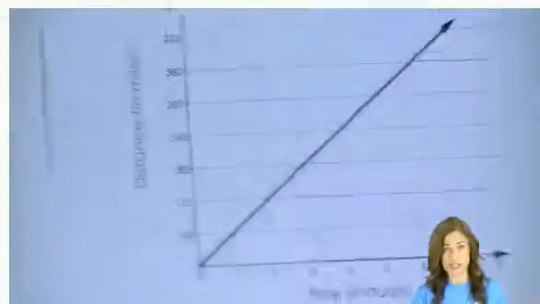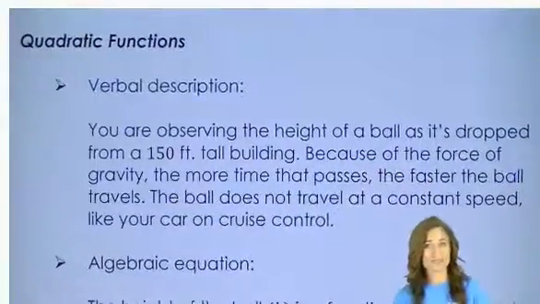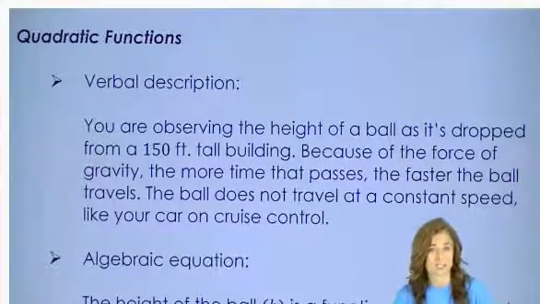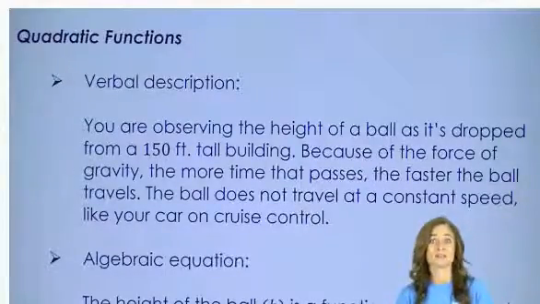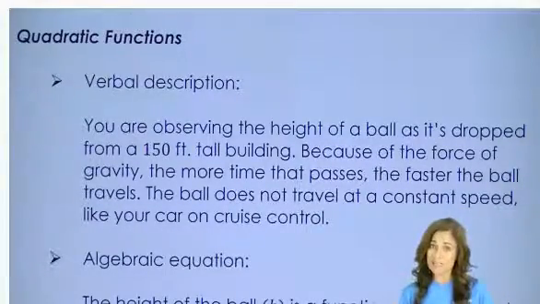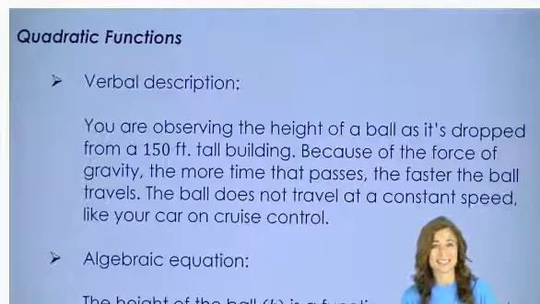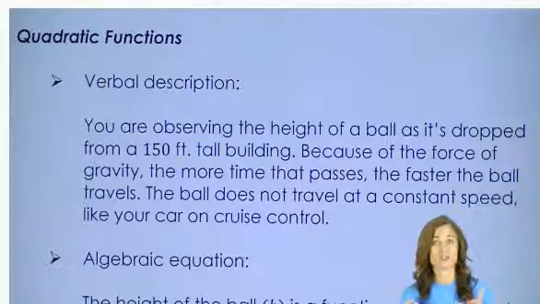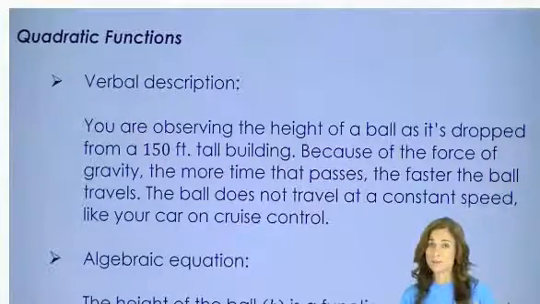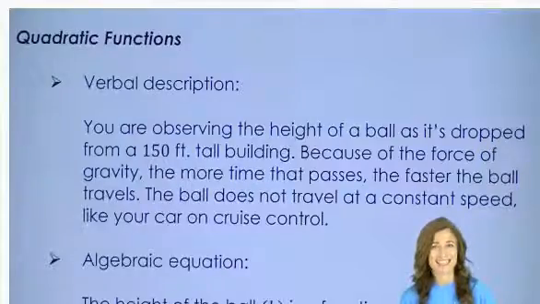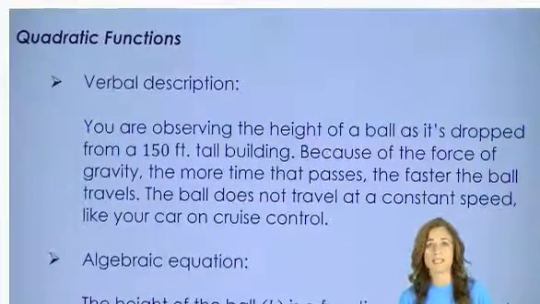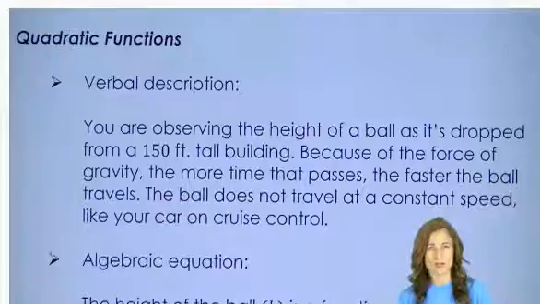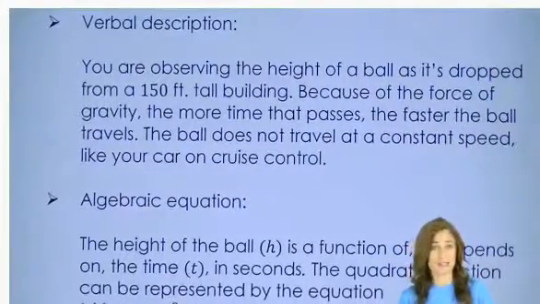Now the next functions that we've spent some time studying have been quadratic functions. Those don't have that constant rate of change. A good example is watching things drop, because gravity pulls things down faster the closer they get to the ground. So let's look at a verbal description of a quadratic function. You're observing the height of a ball as it's dropped from a 150-foot tall building. Because of the force of gravity, the more time that passes, the faster that ball travels. The ball does not travel at a constant speed, like your car on cruise control.